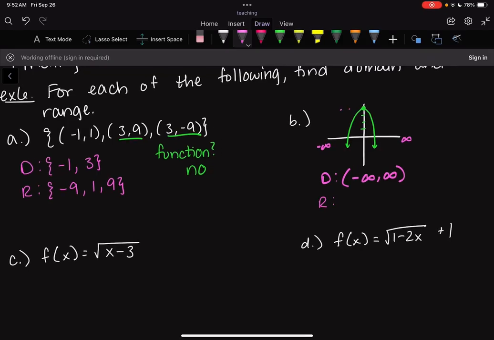I'm starting up here at 4, and it's going down to the bottom forever. So this is going to be negative infinity to 4. And that 4 would be in a bracket because that point is included. Now, if I had put an open circle there, it would have been a parenthesis, but it's a closed circle. So remember that from 1.7. Closed circle means bracket.